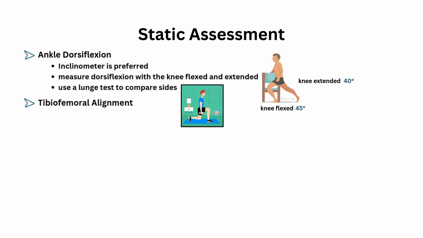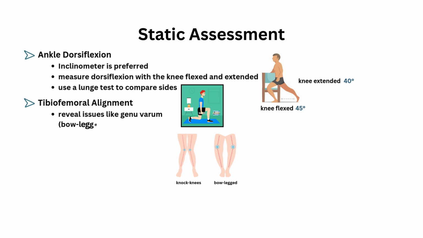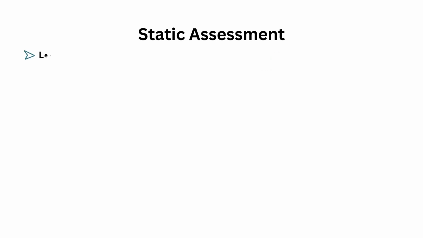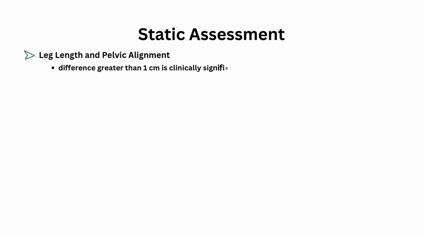Tibiofemoral alignment can reveal issues like genu varum or genu valgum. Using an inclinometer ensures accuracy similar to radiographic results. We also assess leg length and pelvic alignment. A difference greater than 1 centimeter is clinically significant.